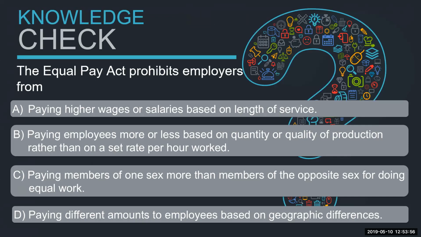The Equal Pay Act prohibits employers from paying higher wages or salaries based on length of service, from paying employees more or less based on quantity or quality of production rather than on a set rate per hour worked, paying members of one sex more than members of the opposite sex for doing the same work, or paying different amounts to employees based on geographic differences.